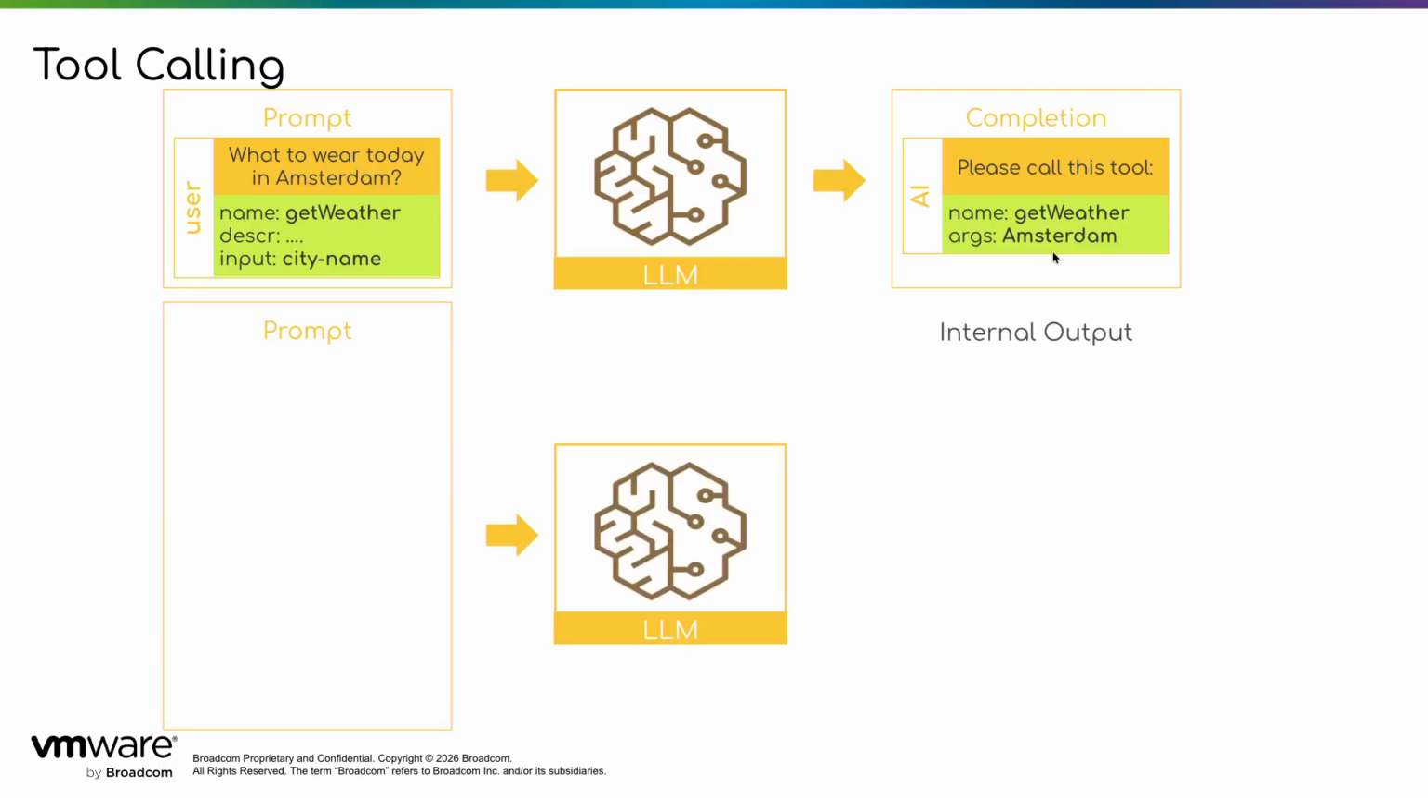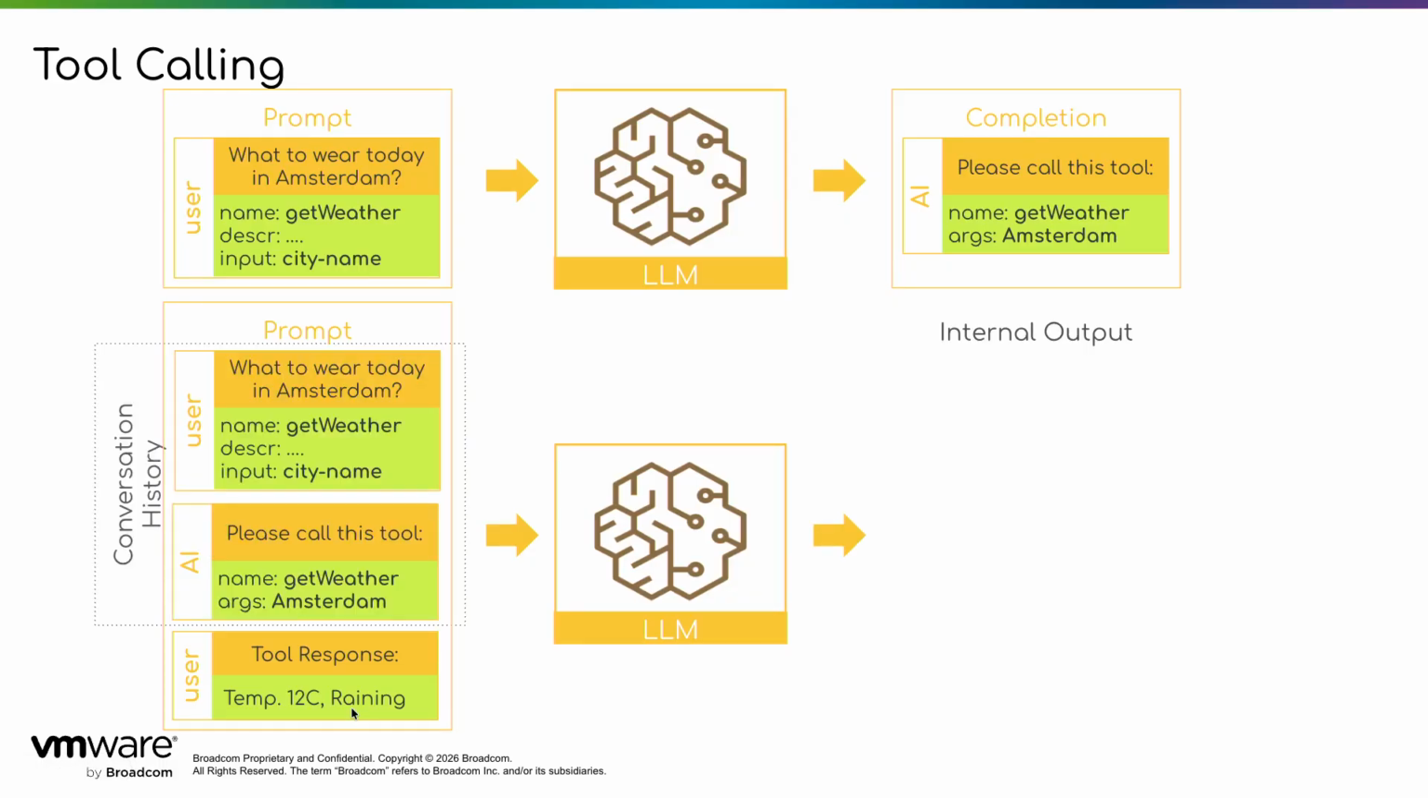Then what does the application do? The application calls that tool and includes the result in the response. So let's say the tool's response is it's 12 degrees and it's raining. But it also includes the previous messages, because the models are 100% stateless. So when the request goes back to the model, you've got the prompt that says, what should I wear today? That went to the model. The model requested that you call the getWeather tool, and now you're telling it what that is. So the model now has enough information to make a recommendation.